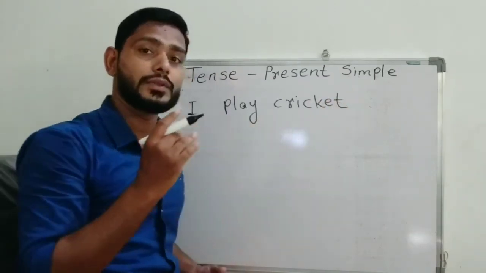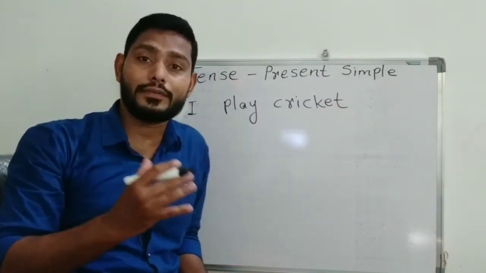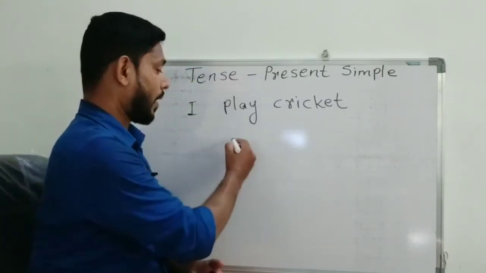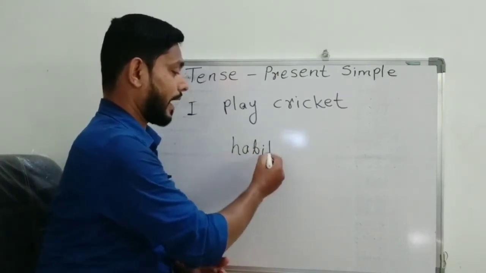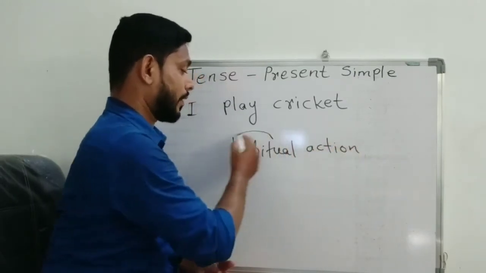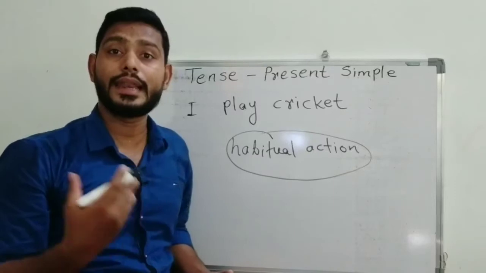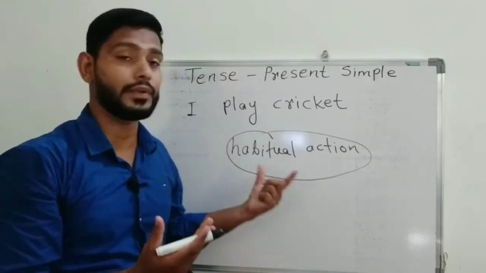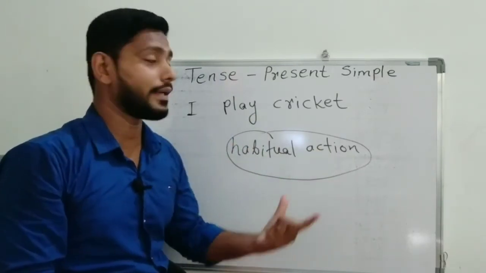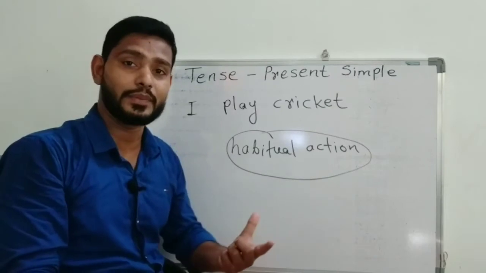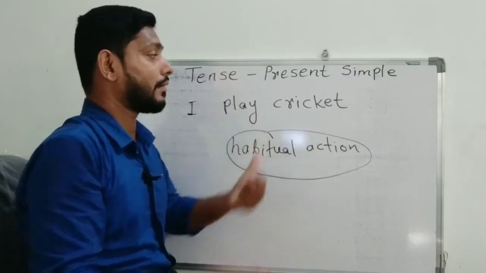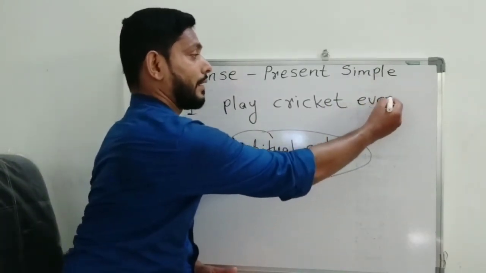And one more thing I want to make very clear: if you want to talk about a daily action, a habitual action. What is it? Habitual action. If you are doing any action every day, meaning routine based, that's called a habitual action. An action that you do every day is also commonly used in simple present tense. So if you want to say that you play every day, you can make the sentence like this: I play cricket every day.